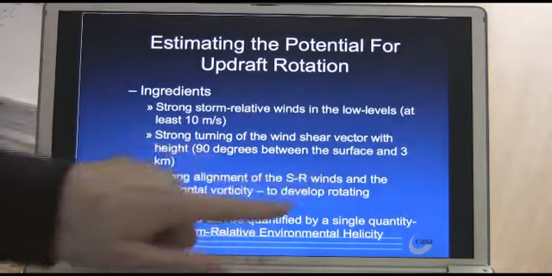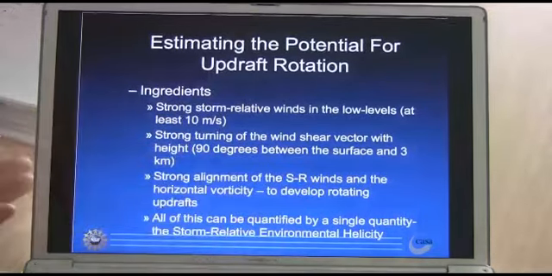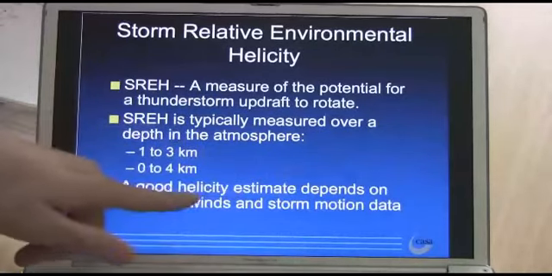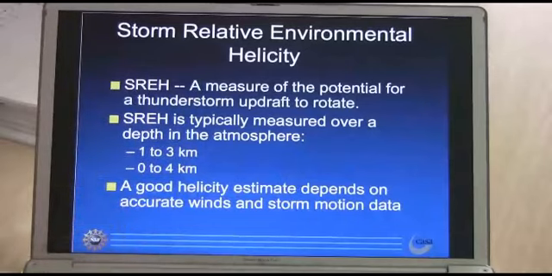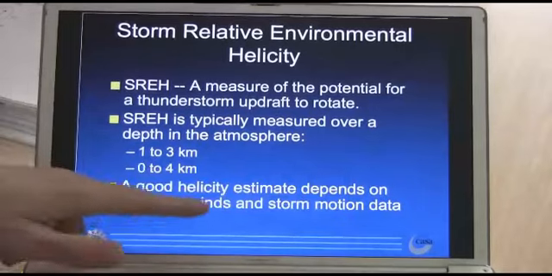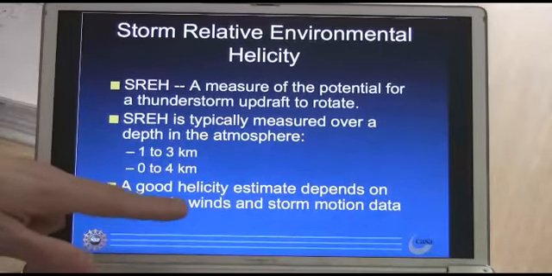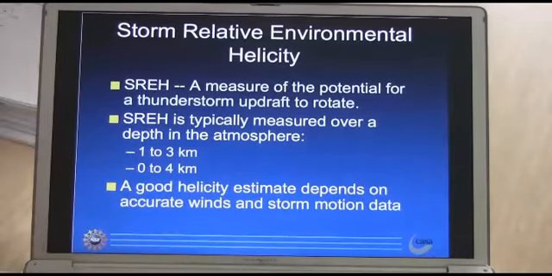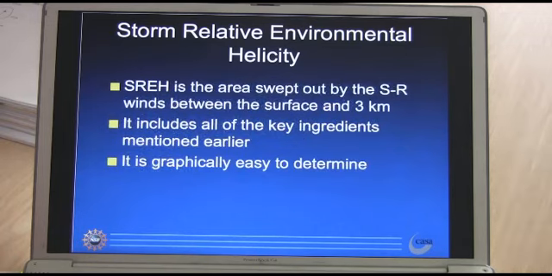Now, because helicity involves this notion of storm relative winds, I have to have storm motion, right? I have to have storm motion to get the storm relative winds. So a good estimate of the helicity, that is, of the potential for an updraft to rotate, depends upon a pretty decent estimate of the storm motion, as well as, of course, having accurate environmental winds, a good hodograph that's representative of the environment, but also good storm motion data. Now, how do I get storm motion? Like I said, if you have a storm that's already out there on radar, you can track it and get storm motion. You can also estimate storm motion even before a storm forms, and we'll talk about that a little bit later on from the hodograph.